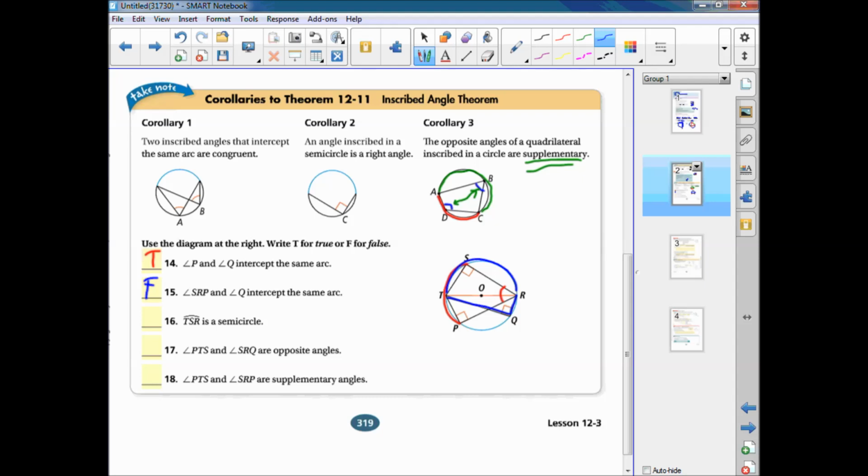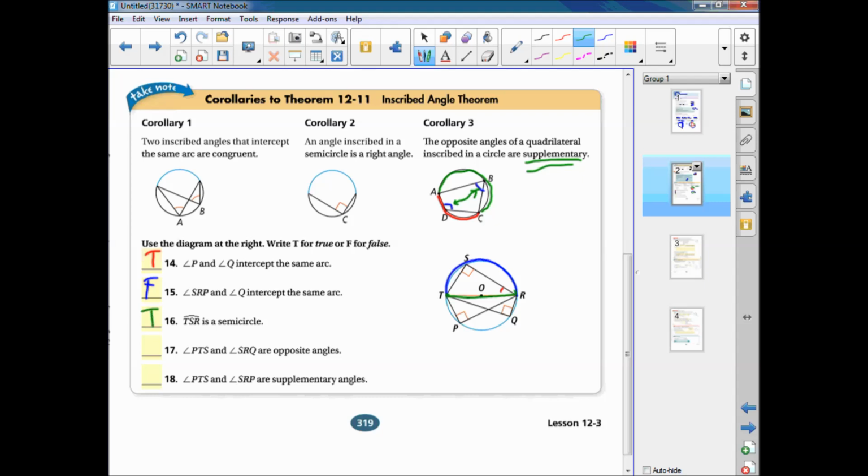Arc TSR is a semicircle. Let's see. TSR is definitely going to be a semicircle because the endpoints of the arc are touching a diameter of our circle. So let's cut that circle in half. So this is going to be true.